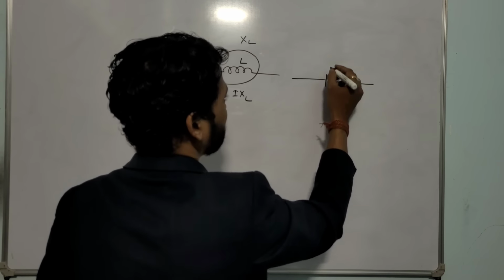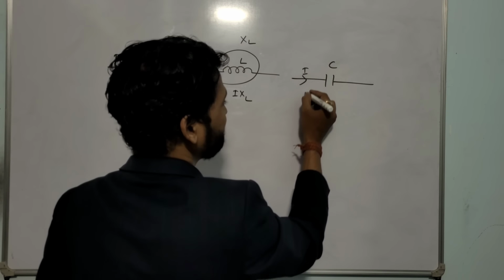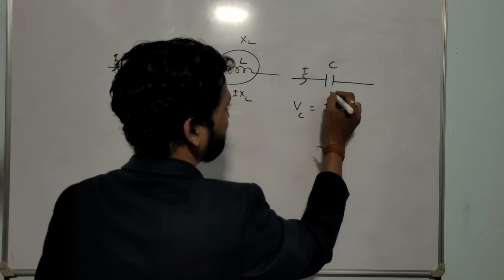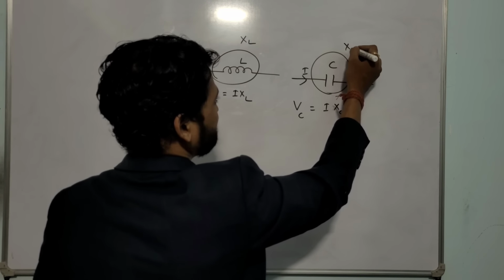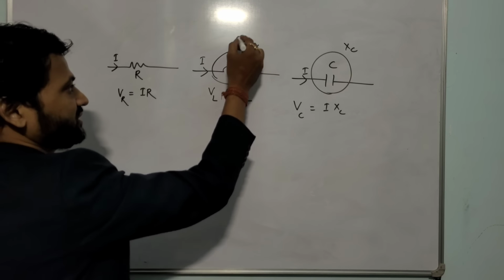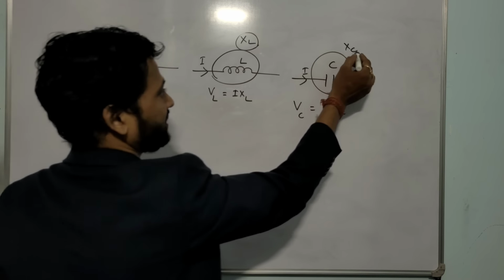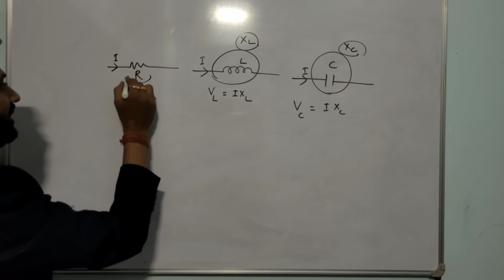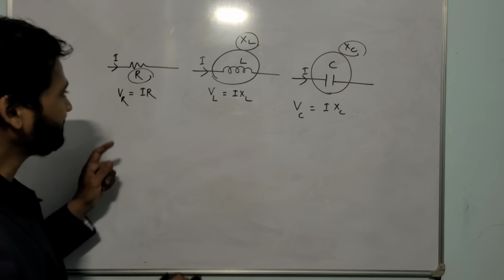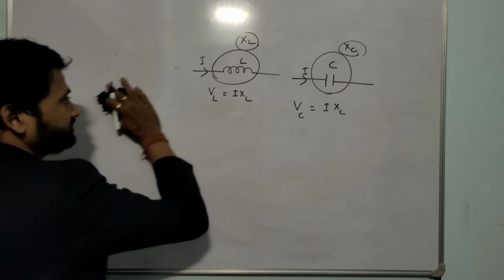Similarly, if you have a capacitor of capacitance C and AC current is given, what is the voltage across the capacitor? I into XC. The opposing property of the capacitor is XC, capacitive reactance, which opposes the flow of current. XL opposes the flow of current, here XC opposes the flow of current, here R opposes the flow of current. So you need to know that thing also.